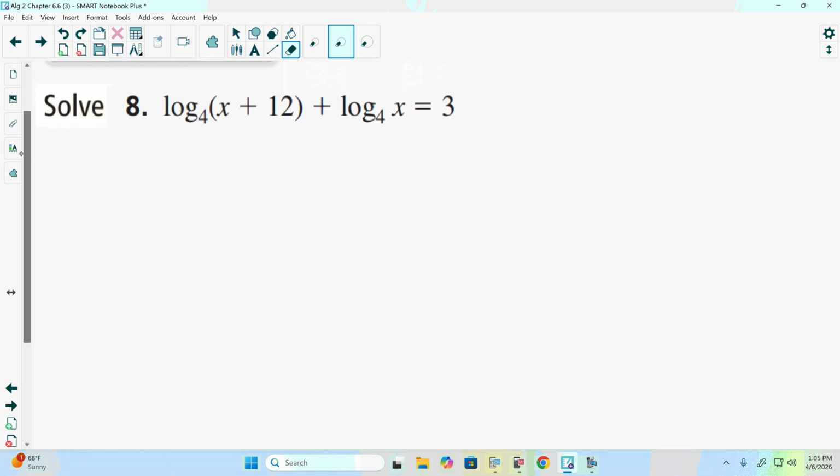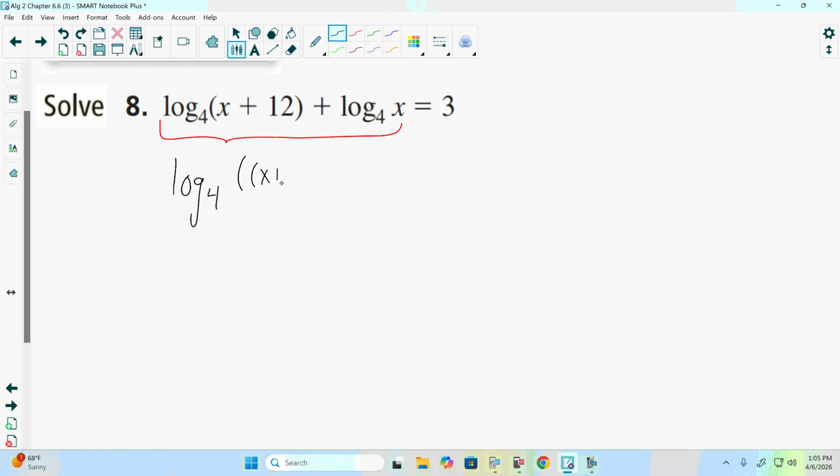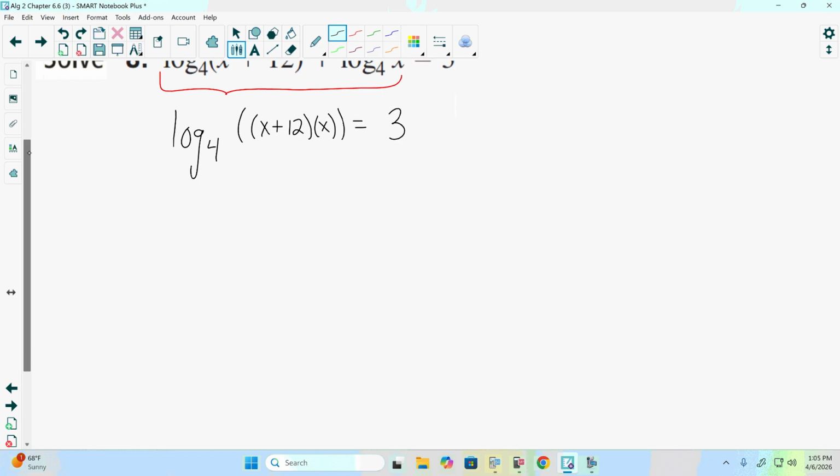Log base 4 of x plus 12 plus log base 4 of x equals 3. Again, I have two logs with the same base being added together, so we can rewrite it as a single log with what's inside being multiplied. Now, yes, if I wanted to, I could have rewritten it as x times x plus 12 inside the parentheses. Product doesn't matter.